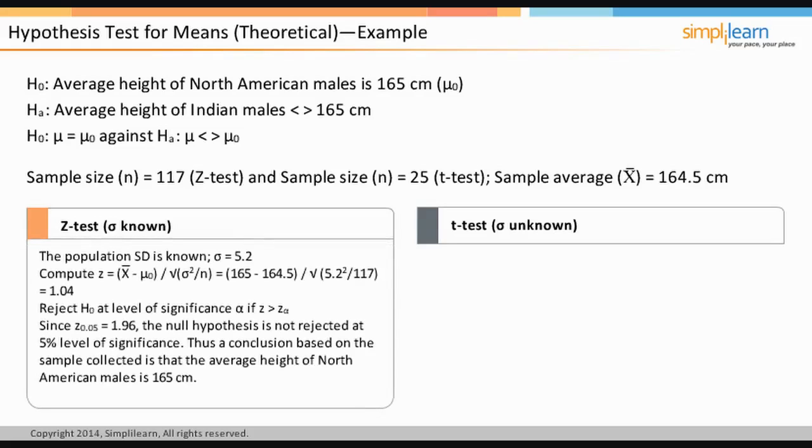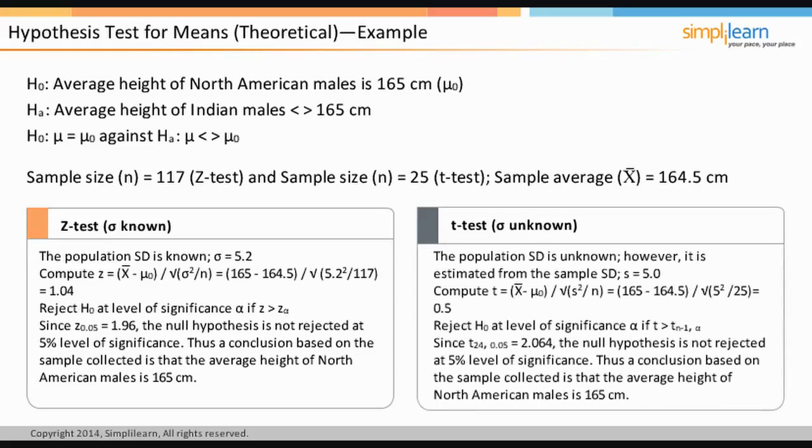First, let us compute z-calc value using the formula given on the screen. Hence, the z-calc is 1.04, which is less than 1.96 or t-critical. Therefore, the null hypothesis cannot be rejected. Since z 0.05 equals 1.96, the null hypothesis is not rejected at 5% level of significance. The statistical notation is shown on the screen. Thus, a conclusion based on the sample collected is that the average height of North American males is 165 centimeters.